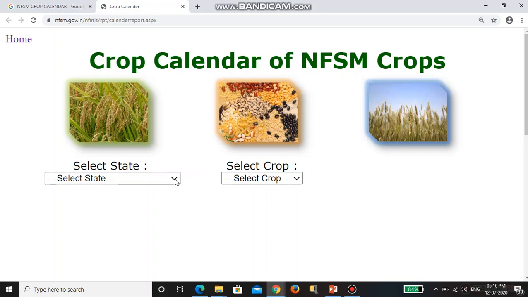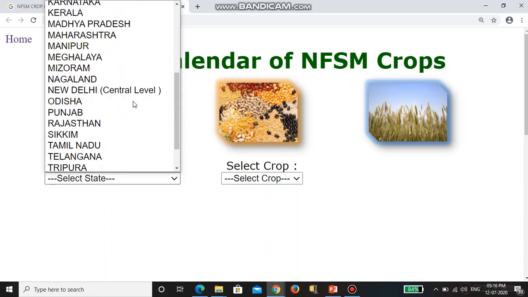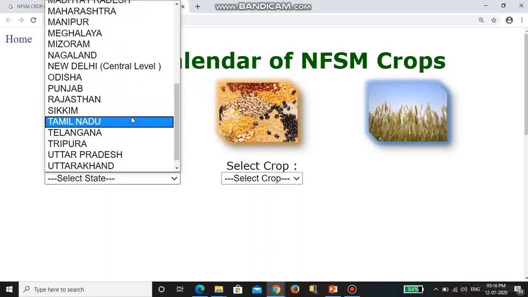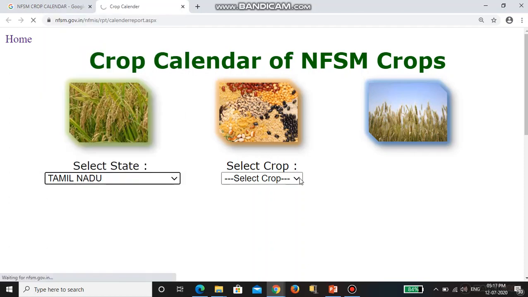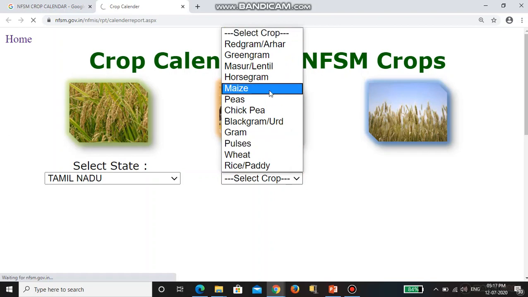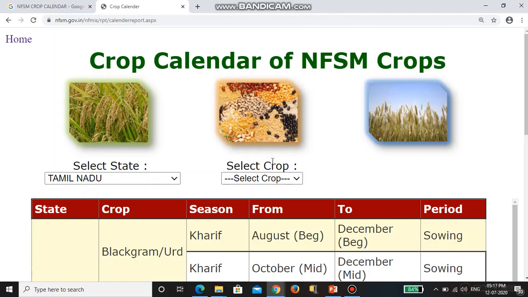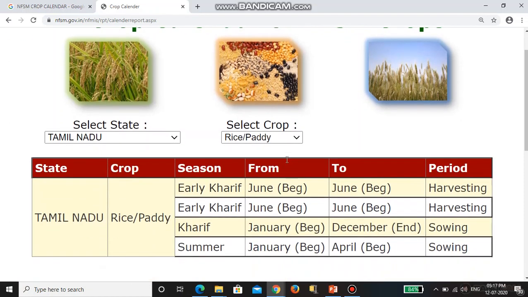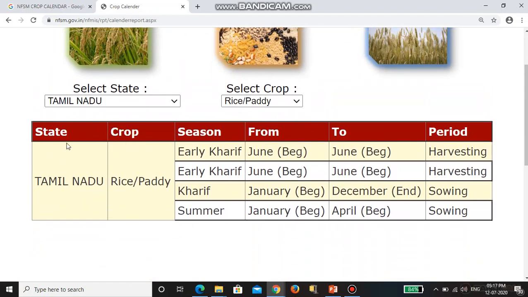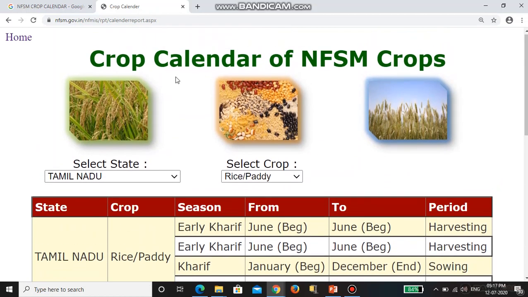For example, I want to choose a state. I am choosing Tamil Nadu, and then I am selecting a crop, the paddy crop. Then we get the information like this. You can see they gave it in table format: in the columns they give state, crop, season, from and to, period. So this calendar is in the form of a table.